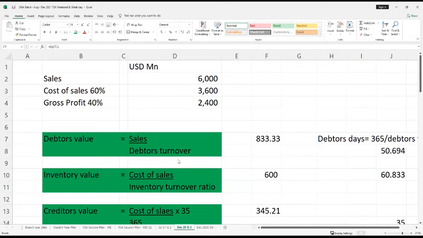Yes. Okay, so this is the previous answer. The same thing. To estimate the debtors value, use sales divided by debtors turnover. To estimate the inventory value, cost of sales divided by inventory turnover. The creditors also, in this question, instead of creditors days, the turnover ratio is given. The same model, cost of sales divided by the creditors turnover. Okay, let's copy these formulas, then it's easy for me.